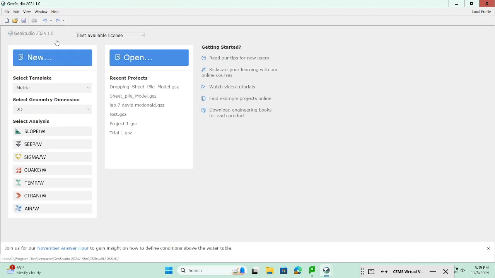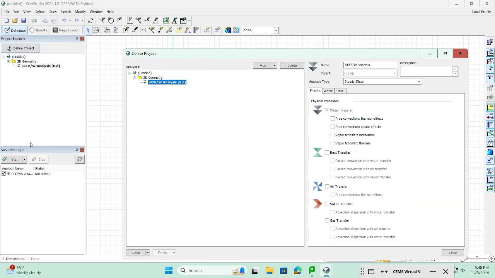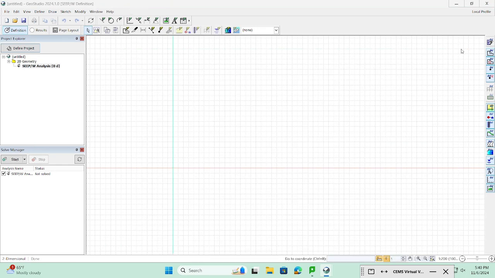So this is GeoStudio 24. Choose the best available option. It should be Metric 2D, and then double click on SEEP/W. It's going to take some time. And then we can start drawing the problem that we have. I'm going to follow the steps in the instruction sheet that we used in the last lab. Okay, so now close this.